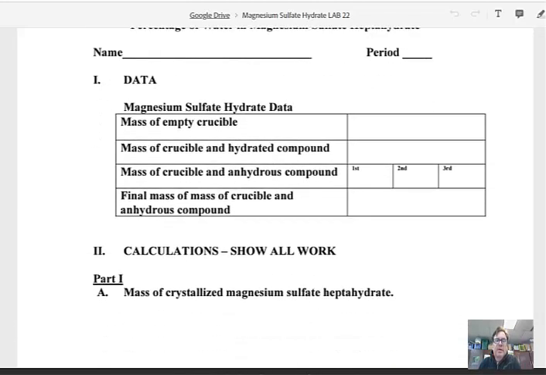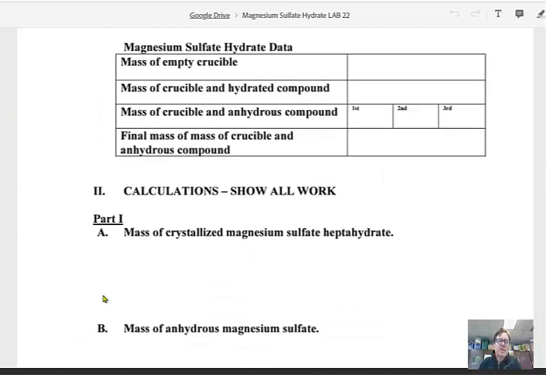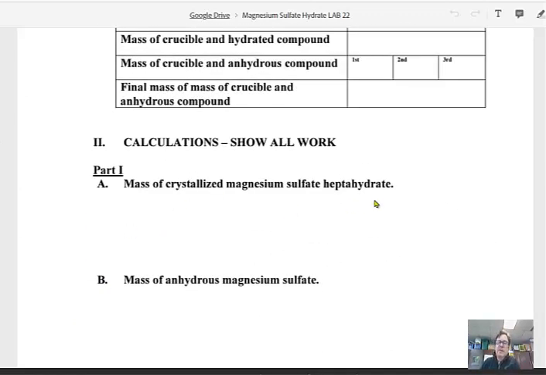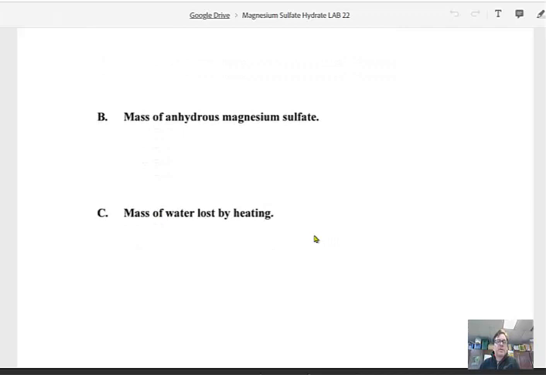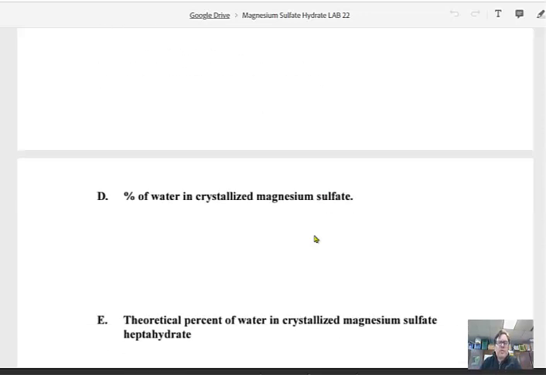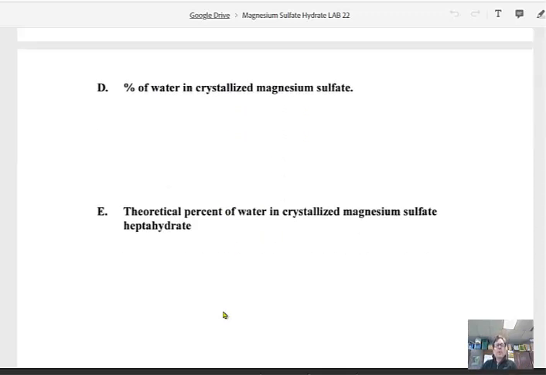So let's look at the data table here. We should have gotten this part done in class. So mass of the crystallized magnesium sulfate heptahydrate, this is what we started with, the powder before you heat it. This is the mass of just the powder itself without the crucible. And then the mass of the water, remember, that's the difference between what you started with and what you ended up with. Between the hydrated and anhydrous, the difference is the amount of water that was lost. Then we can figure out the percent of water in crystallized magnesium sulfate. This is your experimental amount, so you're going to use the information from above to do that. And then theoretical percent, we know how to do that, just like we've been doing in our practice worksheets.